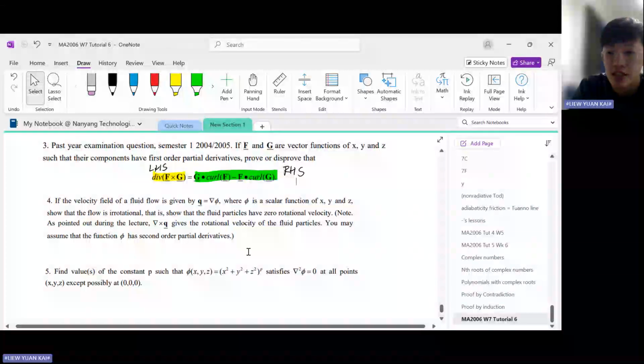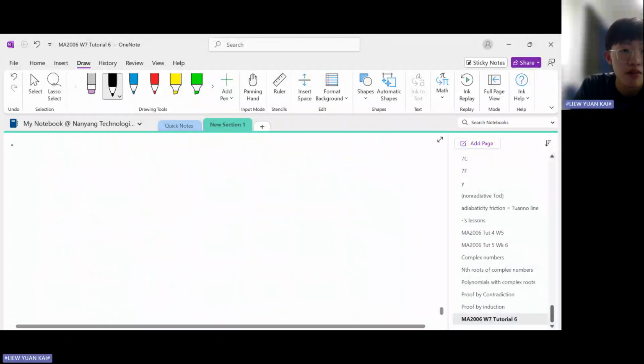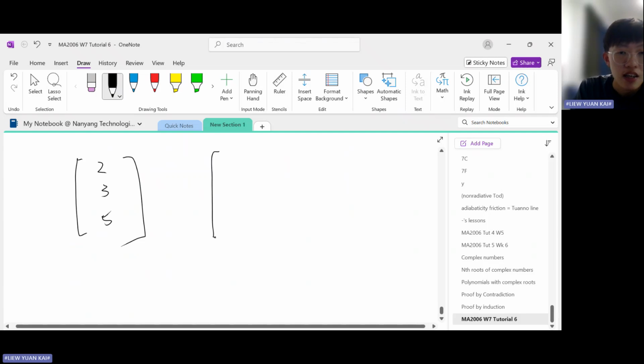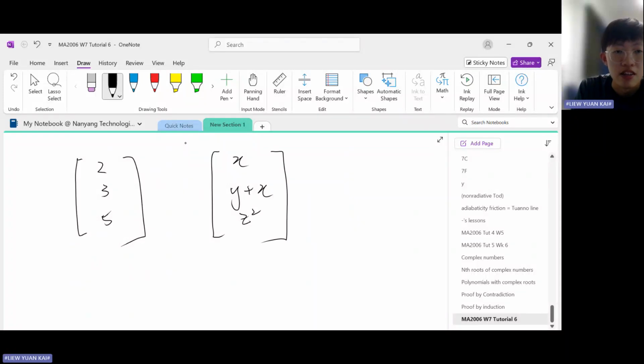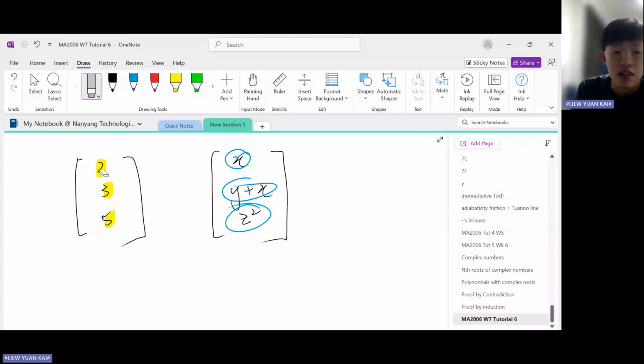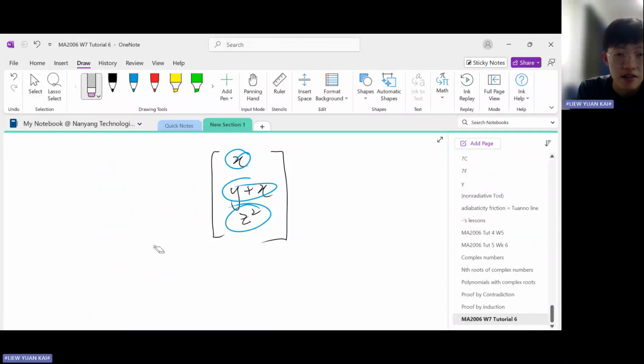Vector functions are not the same as vectors. For example, (2, 3, 5) is a vector, whereas (x, y plus x, z squared) is a vector function. Vectors contain numbers in the entries. Vector functions contain functions in the entries. This is a function of x, this is a function of x and y, this is a function of z. Each entry is a function.